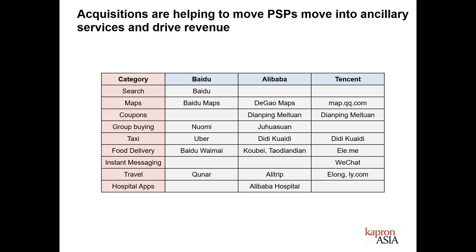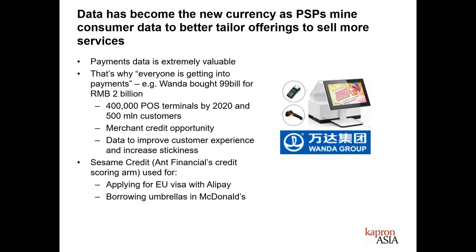Right. So we've just seen the first wave: branching out into other services and using these high traffic wallets to sell the services. That was the first way. And the second way is really about data. These companies mine consumer data to make their products better, to tailor-make these products, which results in better sales and increased user stickiness.